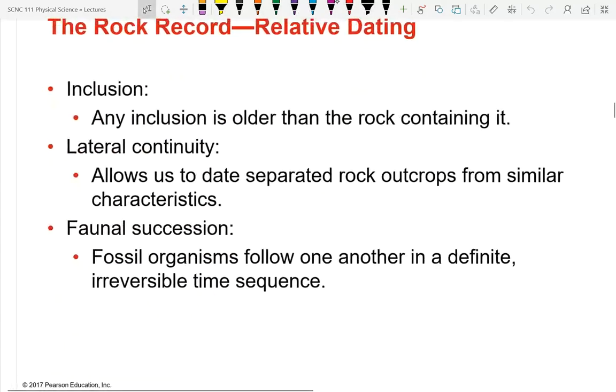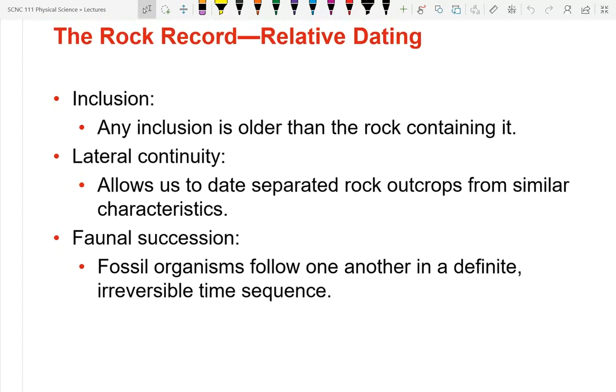Okay, in the rocks, you have inclusions. An inclusion is a crack that's been filled in with younger rock. So you have older rock with a crack having younger rock in it. I'm not going to talk about lateral continuity and just go down to faunal succession.